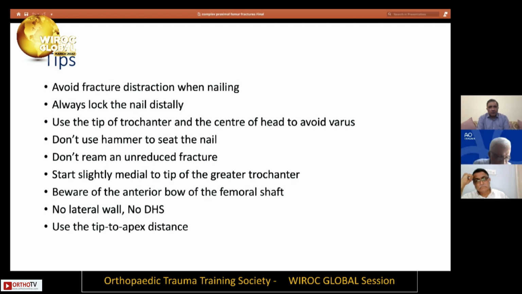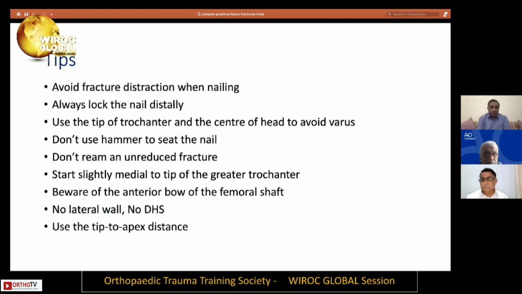It has united. So always lock the nail distally. Use the tip of the trochanter and the center of the head to avoid varus. Do not use a hammer to seat the nail, and start slightly medial to the tip of the greater trochanter. Beware of the anterior bow of the femoral shaft, because especially in elderly patients the bone gradually remodels, and there is always a slightly higher bow than in younger patients. So we should be aware of that, and we should take into consideration the bow of the femoral shaft when choosing the implant.